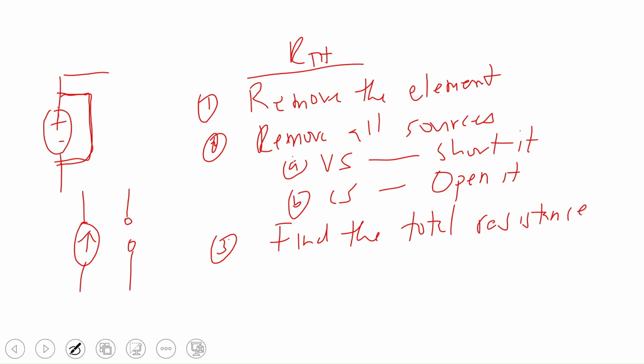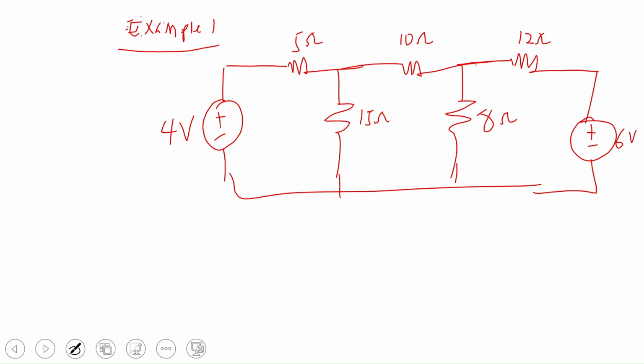All that we need to do is to remove the element. And I'm sure you can easily remove the element. Let's look at a practical circuit and apply the Thevenin's theorem, and then you understand what I mean. Let's look at an example, question 1. Let's say we want to apply the Thevenin's theorem to find the current in this 10 ohm resistor. And in this question, I want us to first find RTH.